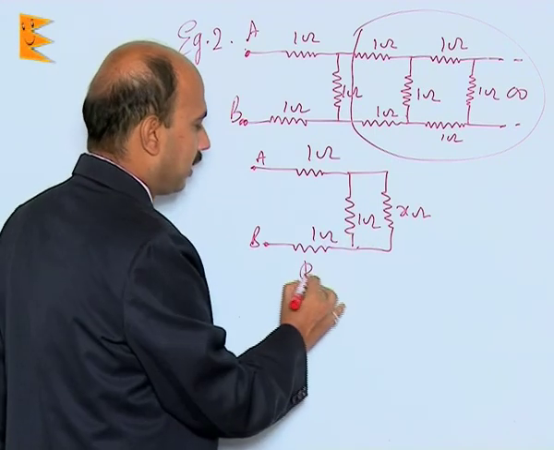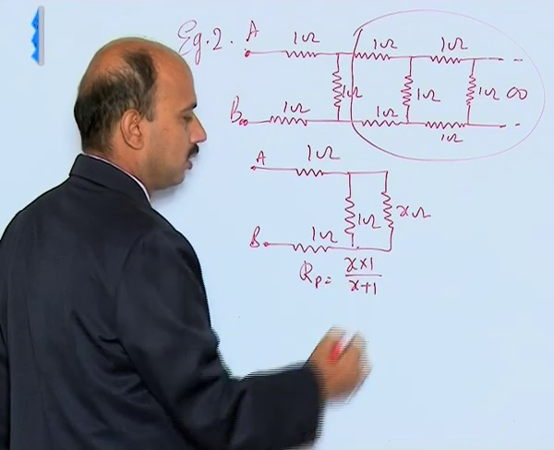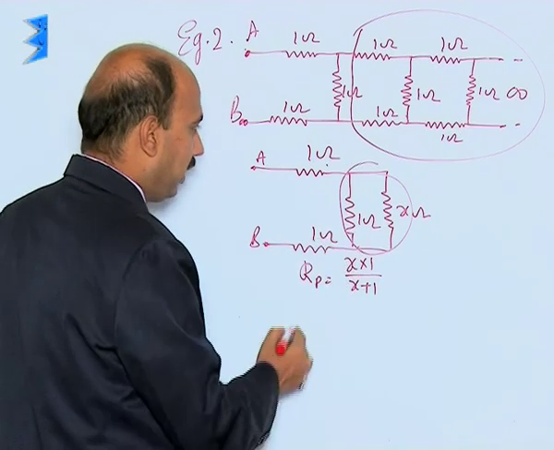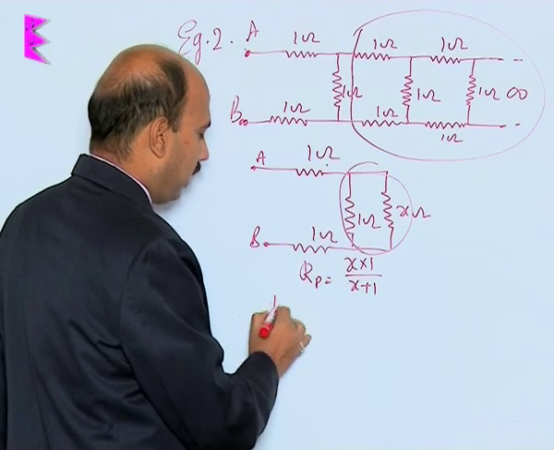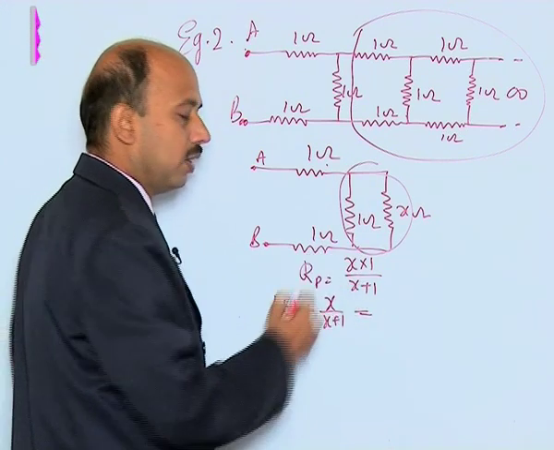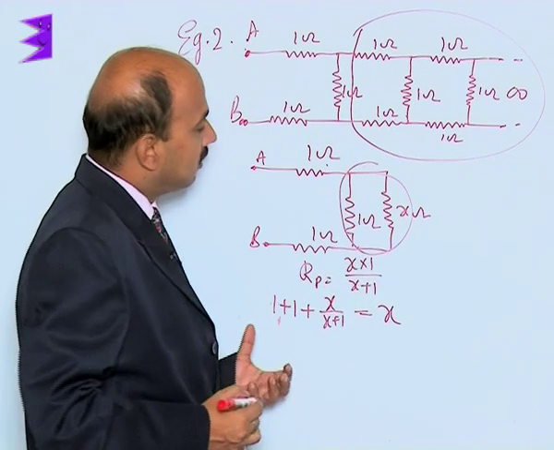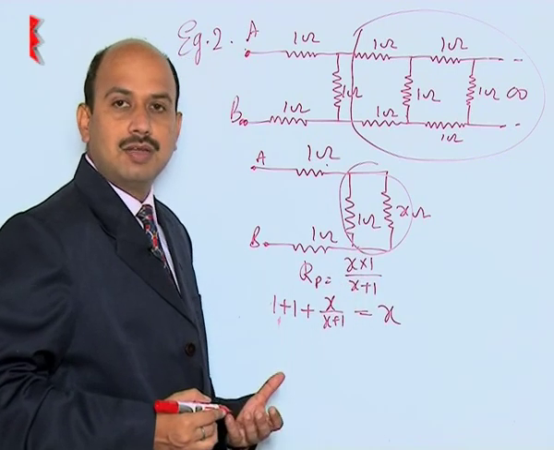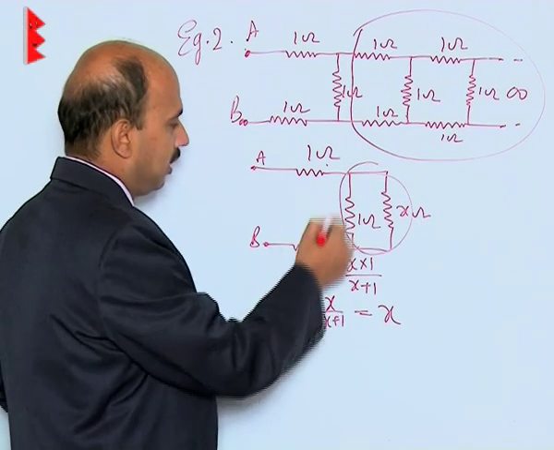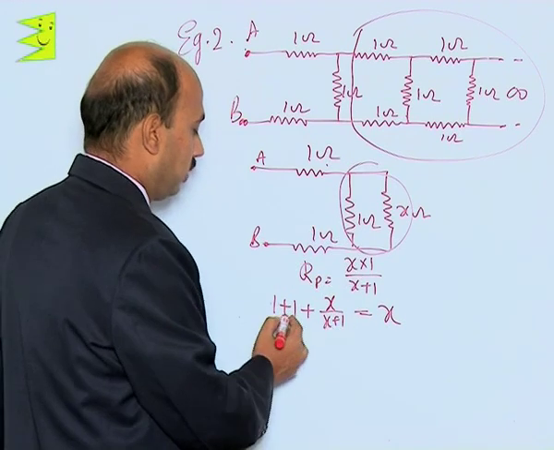So, we can write Rp is equal to X into 1 upon X plus 1. Now, this combination is in series with these two. So, we can write 1 plus 1 plus X upon X plus 1 is also equal to X, because if you add one step to the infinite steps, the resultant will not be affected. So, we can write this equation. All this total resistance we have put equal to X. Now, we will solve it.